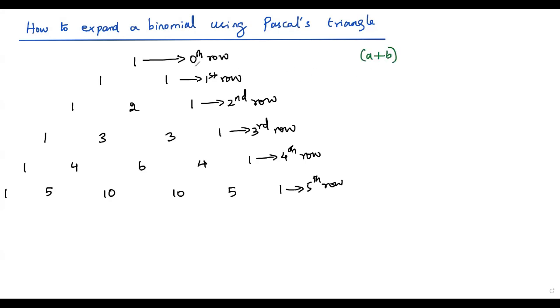So here let's consider this 0 over here. I'm taking this 0 as the exponent. Anything raised to the power 0 equals 1. So when I raise this binomial A plus B to the power of 0, it is equal to 1. That is exactly what we have over here in the 0th row.